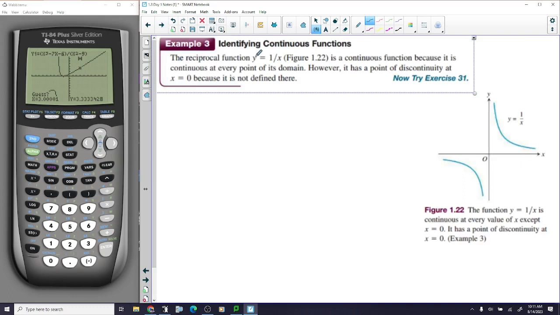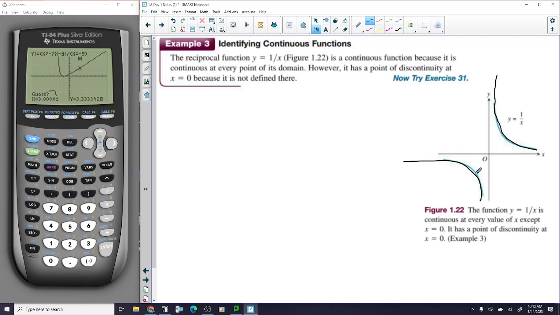The reciprocal function y equals 1 over x is a continuous function because it is continuous at every point of its domain. However, it has a point of discontinuity at x equals 0 because it is not defined there. So we have this 1 over x function, and it certainly has a discontinuity at 0 because we have an infinite discontinuity there.